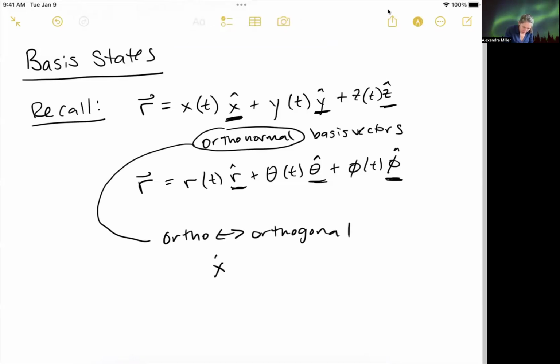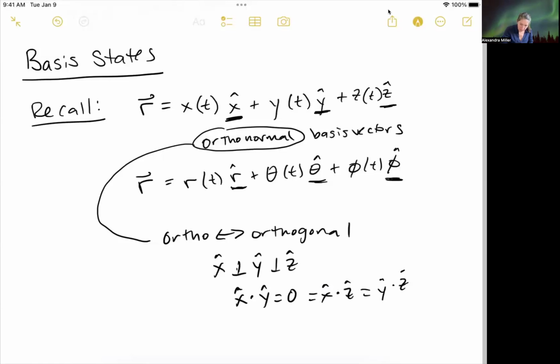I want to mention these bases are orthonormal, which really means, so the ortho tells us it's orthogonal, which is to say x hat is perpendicular to y hat, which is perpendicular to z hat. We can also state this orthogonality in terms of dot product relations. x hat dotted with y hat is equal to 0. Similarly, x hat dotted with z hat or y hat dotted with z hat. This is the statement that our axes are orthogonal. And we could write the same thing: r hat, theta hat, and phi hat are also orthogonal unit vectors.